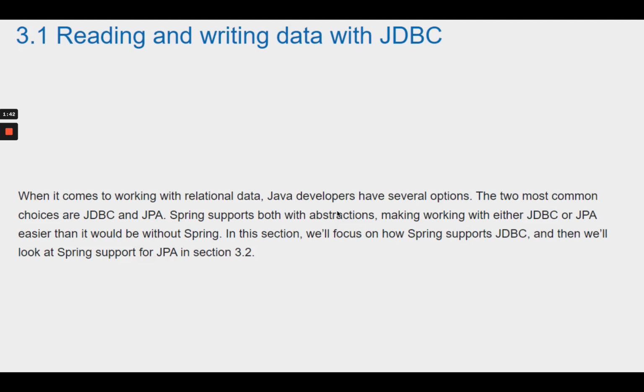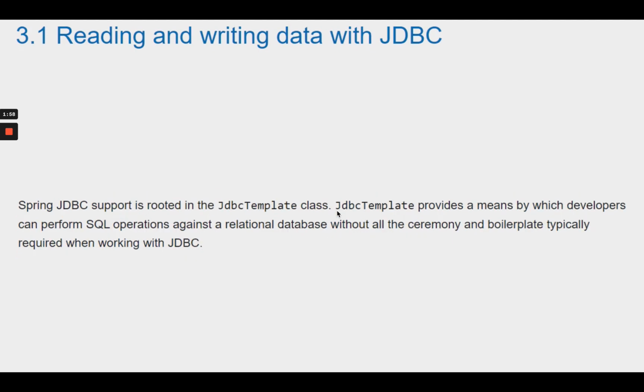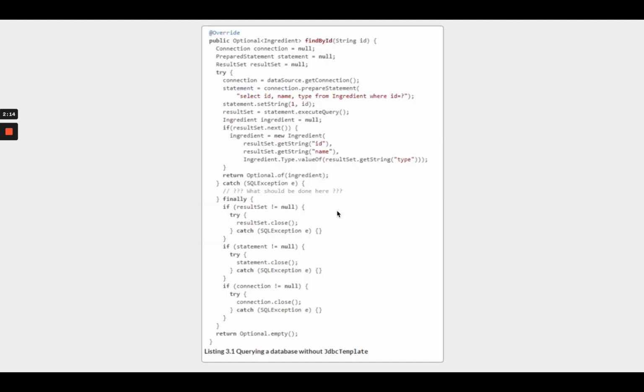Spring supports both with abstractions, making working with either JDBC or JPA easier than it would be without Spring. In this section, we'll focus on how Spring supports JDBC, and then we'll look at Spring support for JPA in Section 3.2. Spring JDBC support is rooted in the JdbcTemplate class. JdbcTemplate provides a means by which developers can perform SQL operations against a relational database without all the ceremony and boilerplate typically required when working with JDBC.